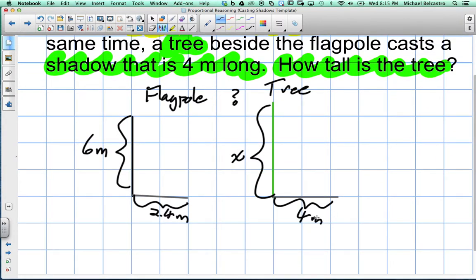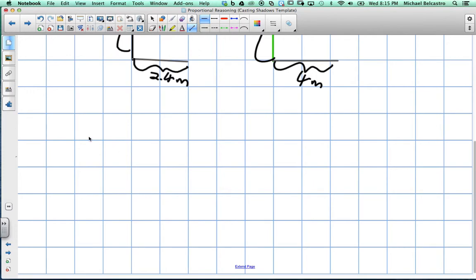Okay. Now we said we want to use a table of values. So for a table of values, we have to look at which of the objects we have most, if not all, of our information about. And that happens to be the flagpole. Okay. So the flagpole is going to be our starting point for our table of values. And we have to categorize everything with our table of values here.